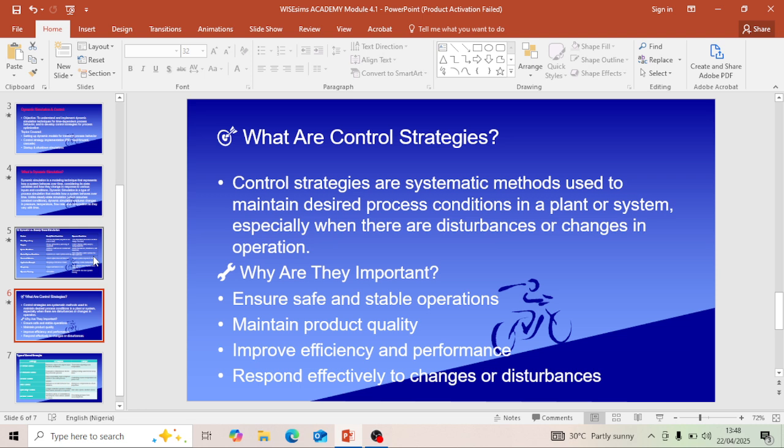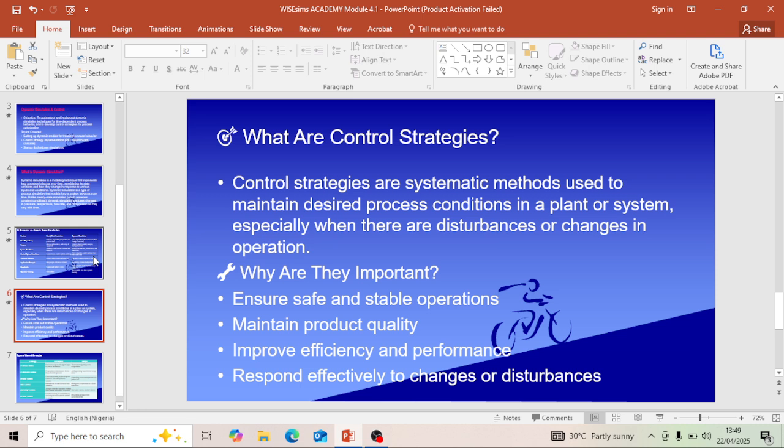All right, it maintains the product quality. Remember in the case of the ammonia, as stated, you're trying to produce a particular amount of ammonia and you don't want it to be excess, neither do you want it to be less. And then you have to keep your operating conditions the same to give you the quality you need. Basically you need that control system for it. All right, it improves efficiency and performance. It keeps your system in check. It helps the performance to be in check.